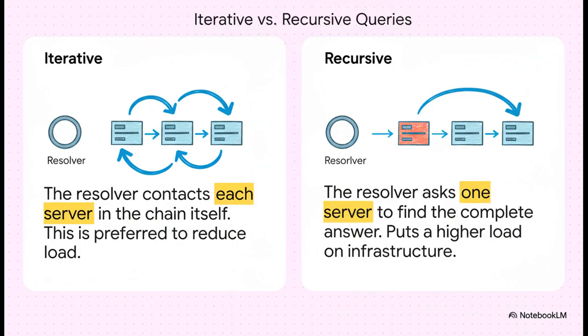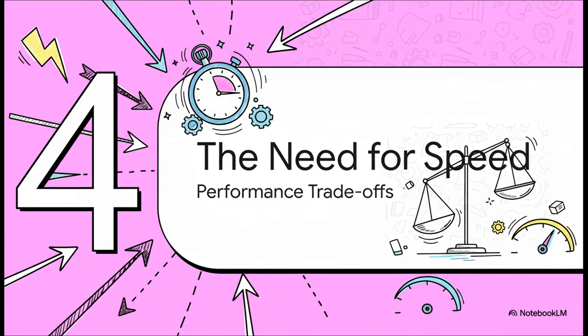way to do things. There is an alternative called a recursive query, where you basically ask one server to go do all that work for you. But the iterative model is just so much better for the health of the internet. It spreads the workload out, which stops those super important root and TLD servers from getting totally overwhelmed and becoming bottlenecks. All right, so we've got the mechanics down.